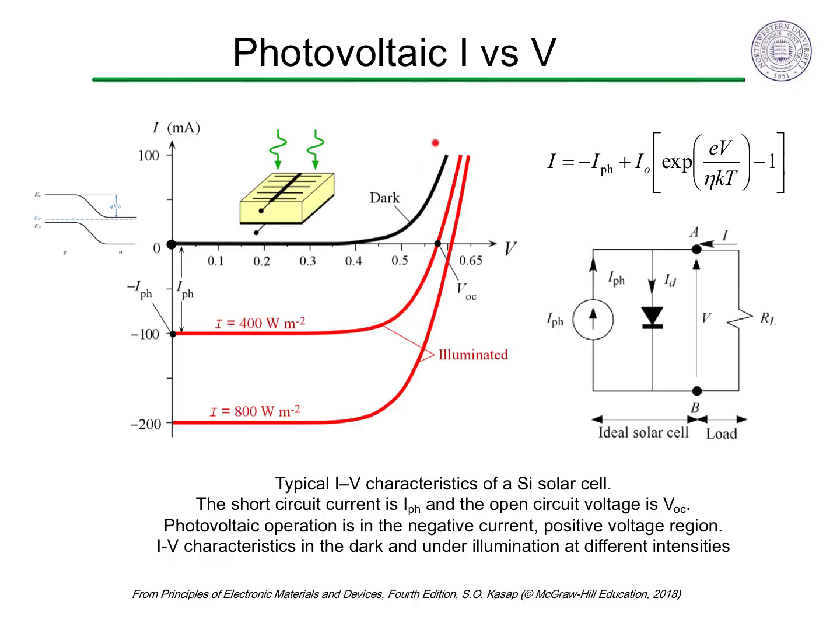In the dark, the photovoltaic is simply a diode. With zero bias, there is no current, V equals 0 and I equals 0. Under forward bias, there is a current where the turn-on voltage is related to the band gap. The equation for the current I is simply the diode equation. The current through the load is the same as the current in the diode.